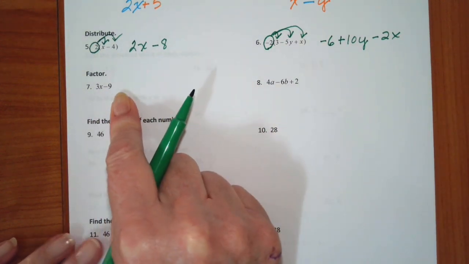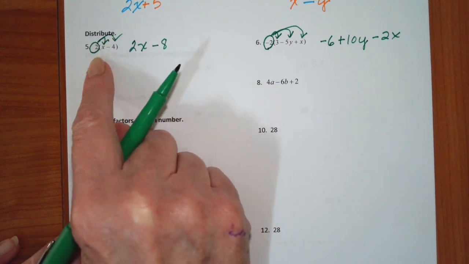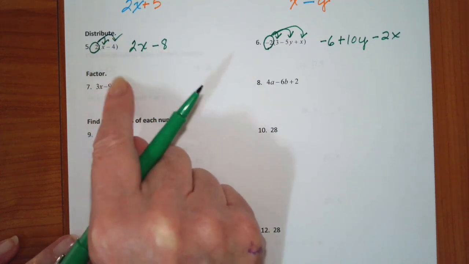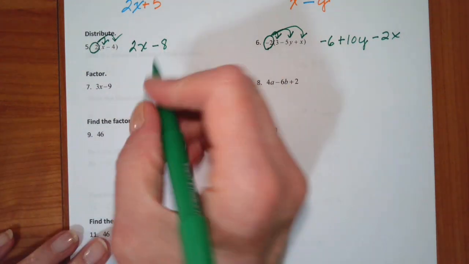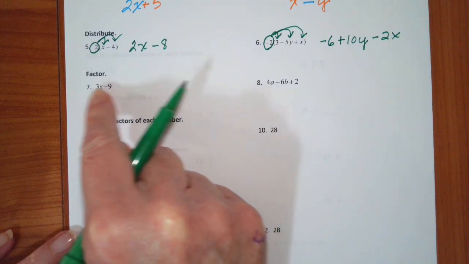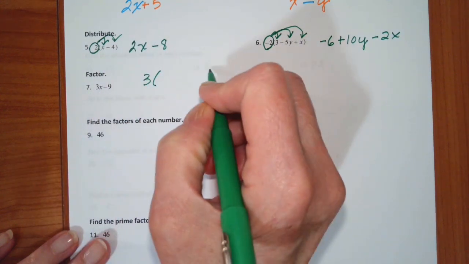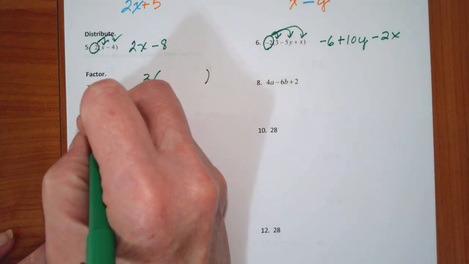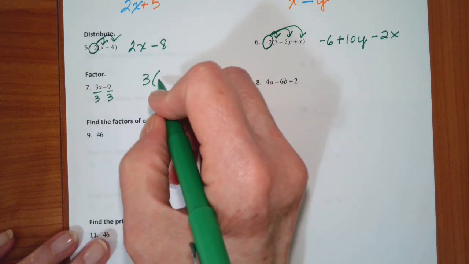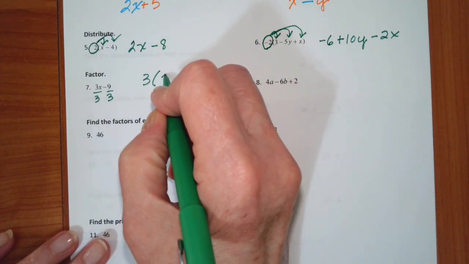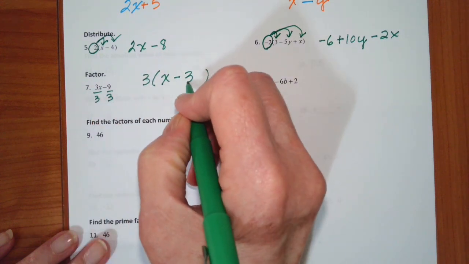If I want to factor something, I'm basically undistributing. It is the reverse of this. Distributing is multiplication, so factoring is in essence division. So I find out what's in common to both of them. I know that 3 and 9 have a 3 in common. So that's what comes outside. And then I'm going to divide each of these terms by 3. So 3x divided by 3 gives me 1x, or just x. Negative 9 divided by 3 gives me negative 3.